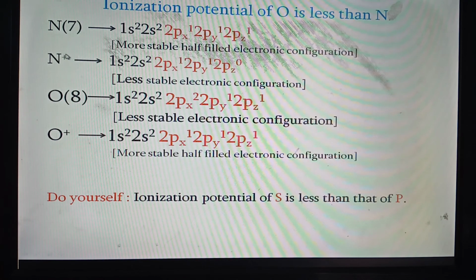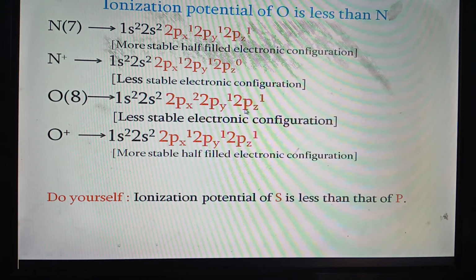Another exceptional case, the ionization potential of oxygen should be more than that of nitrogen, but in fact it is less. What is the explanation? The explanation is almost similar. The electronic configuration of nitrogen is very much stable. It has a half filled electronic configuration, that is, the p orbital can accommodate a maximum of 6 electrons. It is containing 3 electrons, that is, it is half filled, and the electrons are homogeneously distributed. Every p orbital, px, py and pz, is getting 1 electron each. When one electron is removed from nitrogen, the stable configuration is broken.